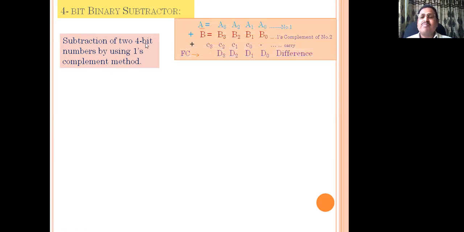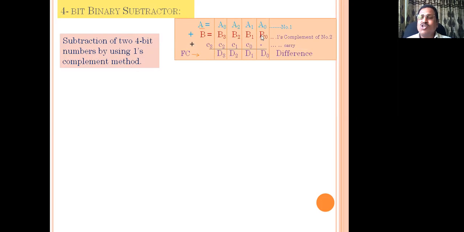Let the first number be A3, A2, A1, A0. For the second number we can take its ones complement, B3 bar, B2 bar, B1 bar, B0 bar. If you add this with the first number, the result of addition can be the difference by the ones complement method.